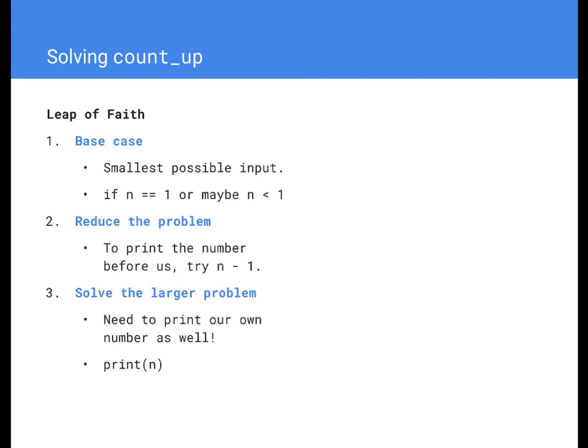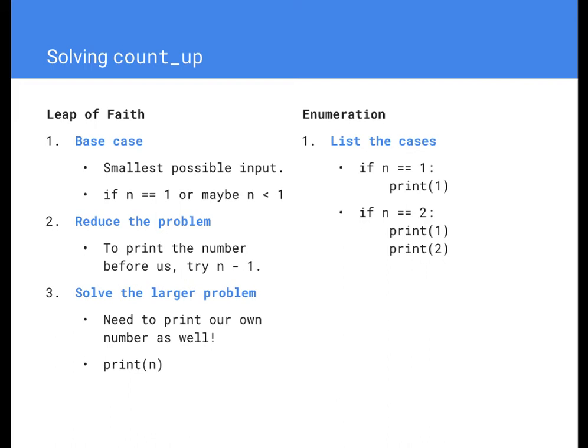Then you saw me do enumeration on the screen. What we did was we listed out the cases, right? So if n was 1, print 1. If n is 2, print 1, then print 2. And then I tried to identify the patterns. We found that n equals 2 helps solve n equals 3, because we'd have that repeated code, print 1, print 2. And then we just simplified our code using recursion. So if n was 3, I substituted print 1, print 2 with count up of 2.